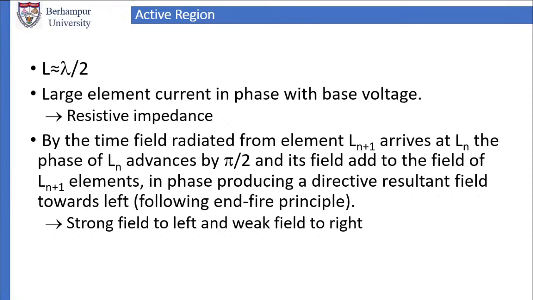By the time the field radiated from element Ln plus 1 arrives at Ln, the phase will advance by pi by 2, or 90 degrees. And why? Because they are lambda by 2 separated. Its field will add to the field of the Ln plus 1 element in phase. Since it adds in phase, it produces a directive resultant field towards the left side, which is the forward side, following the end-fire principle. Therefore, in the active region, we have a strong field towards the left and a weak field towards the right.